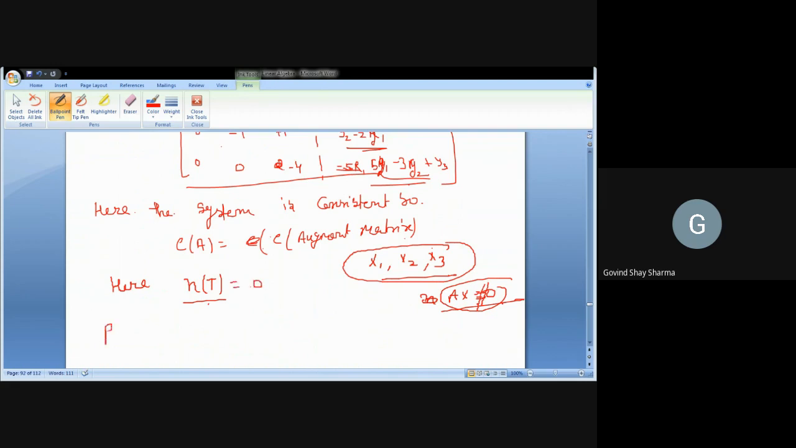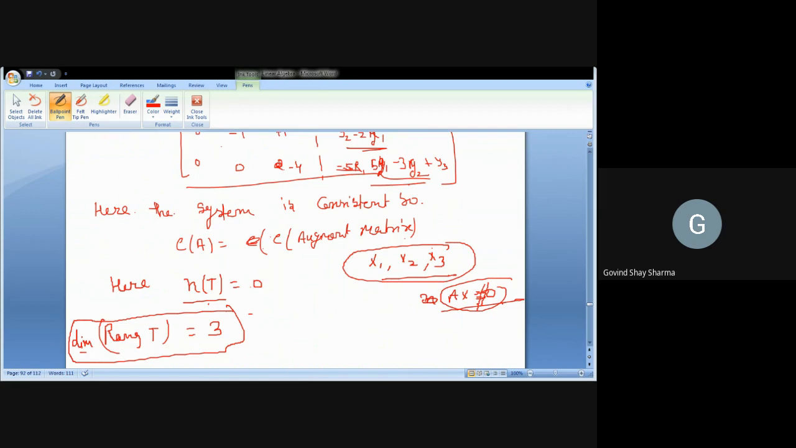So range of T, or we can say dimension of T, is equal to dimension. Because the dimension of the kernel is 0, because no vector gives us 0. So the dimension of the range of T is equal to 3. This is our range.